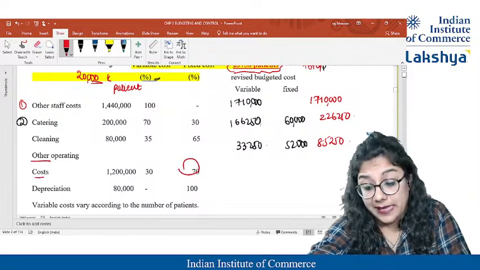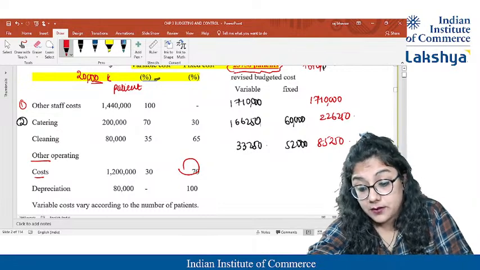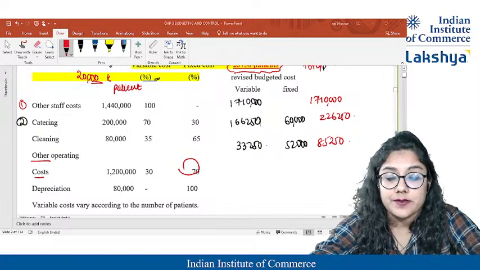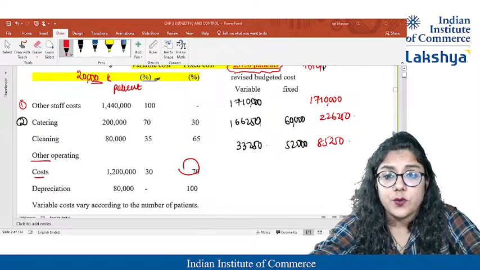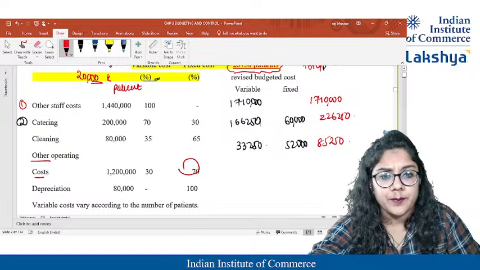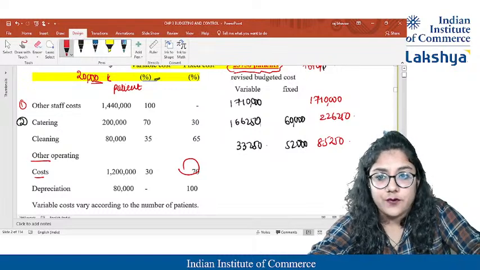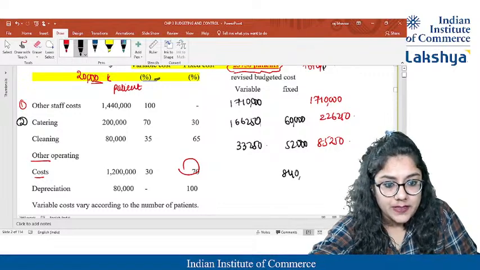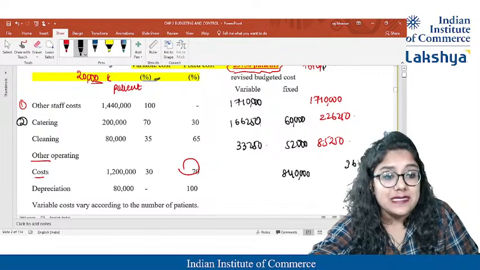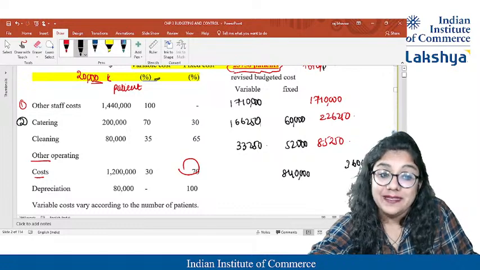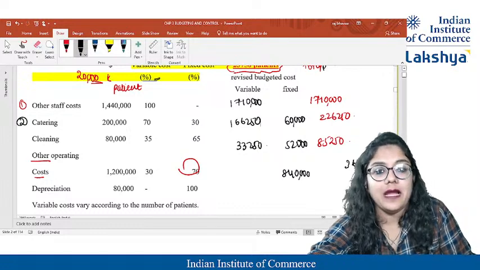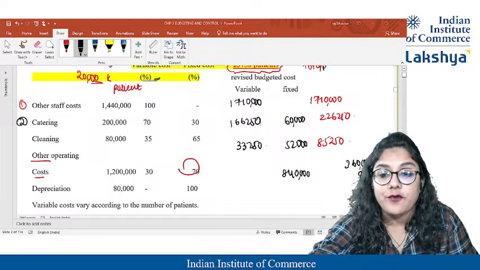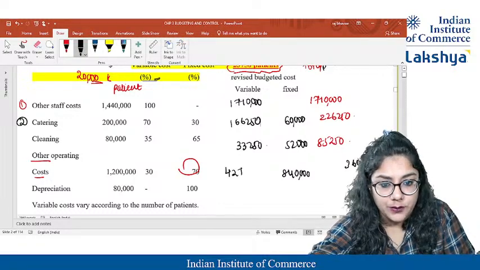Then it is the other operating cost. 70% is fixed of 12 lakhs. Is it 8 lakhs 40 which is fixed? Yes, 840 is fixed. So what is variable, ma'am? 360. So 840 is fixed, and variable is 360 for 20,000 patients. For 23,750, how much? Please divide it and get it like cross multiplication. I'm getting nearly 42,750.